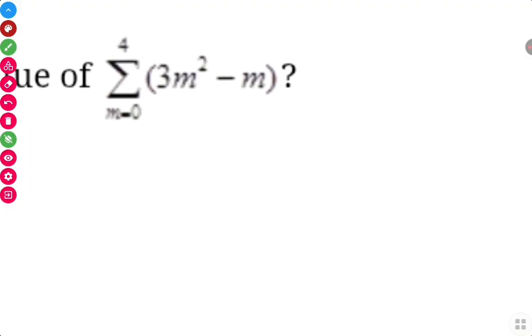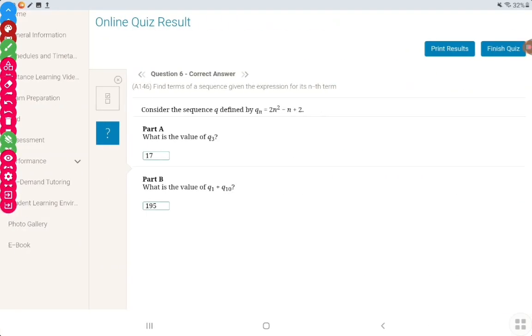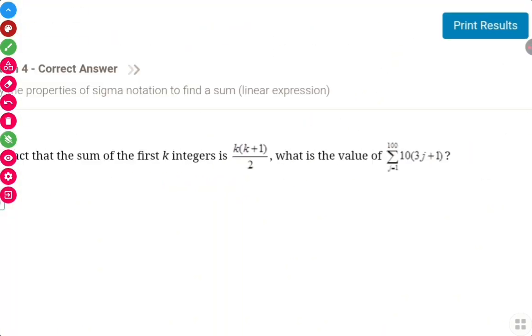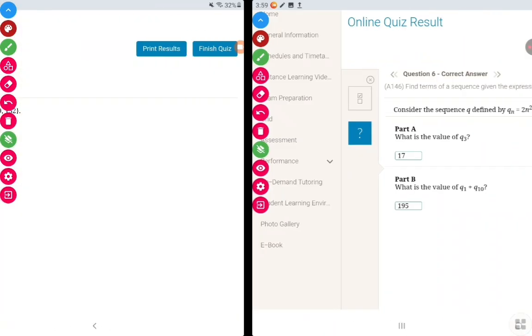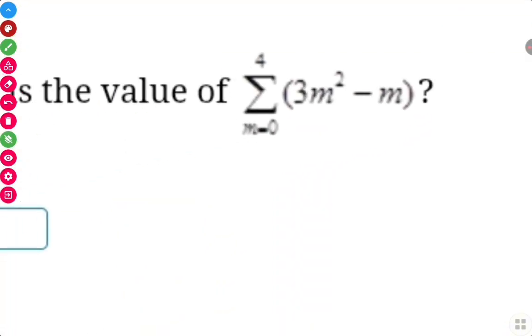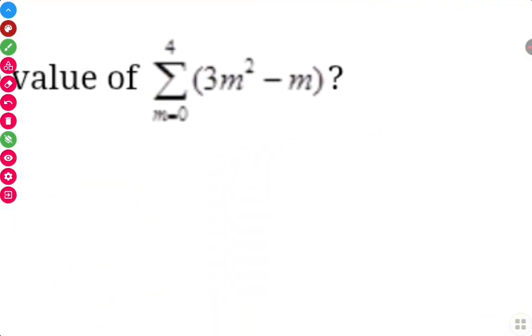Because they didn't give us a way to find the sigma of the variable. In the other question, they told us that this is the sigma of the variable. But in this question, we don't have the sigma of the variable. They didn't give us anything, they just gave us the equation itself. So it's a very short range, so we can just substitute it in. So there's 5 values for m. 0, 1, 2, 3, and 4, from 0 to 4.